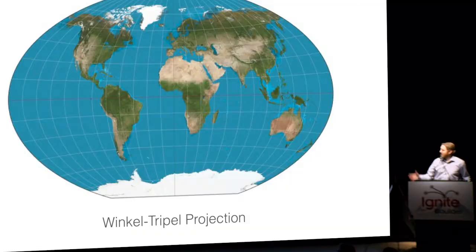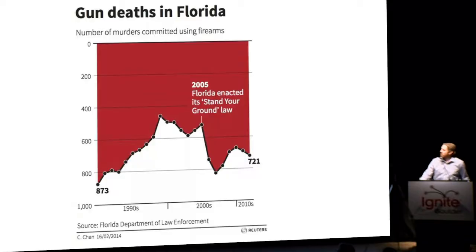And so we've spent the last 500 years trying to come up with a better version. And what we've got is the Winkel-Tripel projection. Not perfect, but getting better. But how about when data is purposely misleading? This gets really interesting. Some of you may remember the 2005 Florida Stand Your Ground law. This came into national attention in 2012 when Trayvon Martin was killed. And this interesting graphic by the Florida Department of Law Enforcement shows what happens in the murder rate after the law was passed. Or does it?